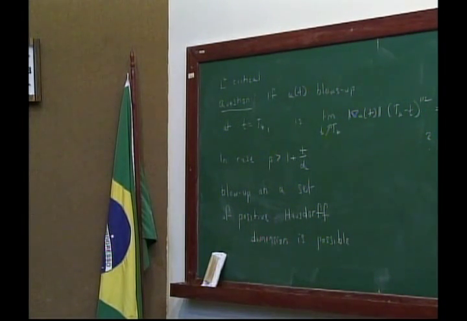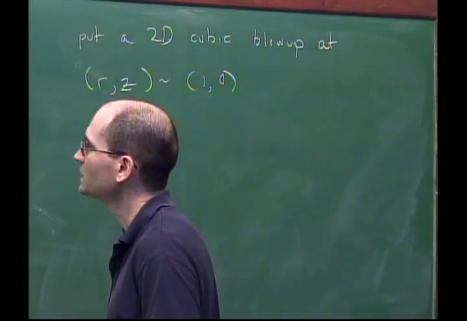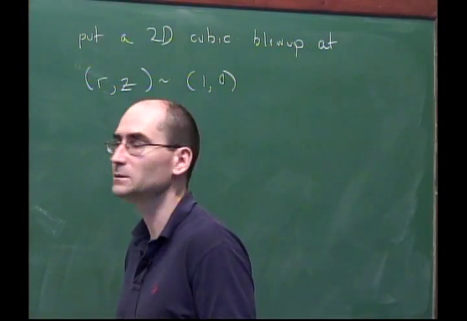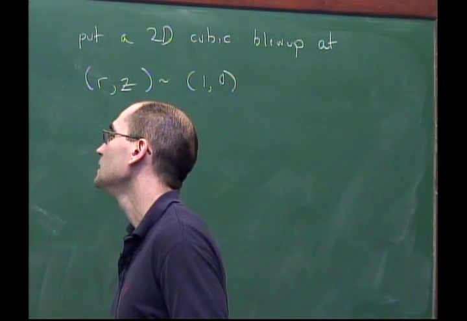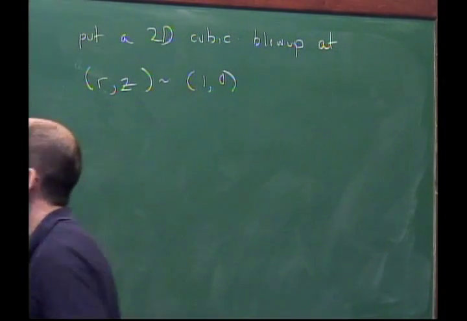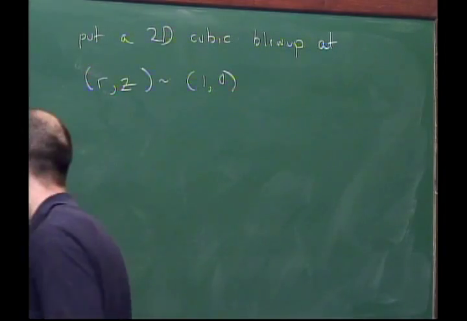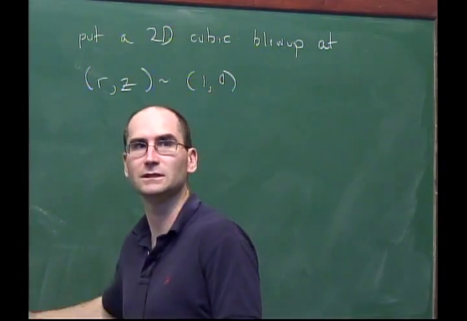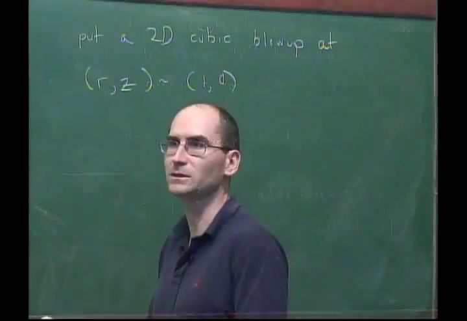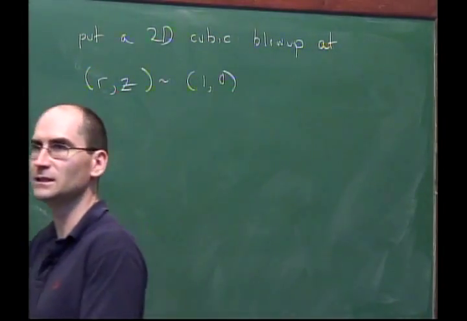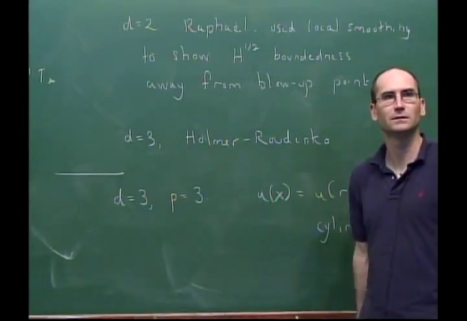So dimension is 1 for d equals 2, p equals 5. That's been shown to be possible. And dimension is 2 for d equals 3 and p equals 5. That's possible. And here I've shown that for d equals 3, p equals 3, dimension 1 is possible because I use cylindrical coordinates and I get blow up on a circle, but the concentration is in an annular neighborhood around the circle.